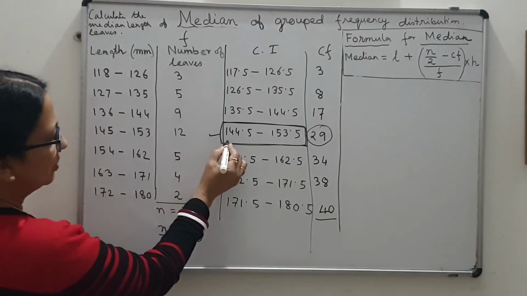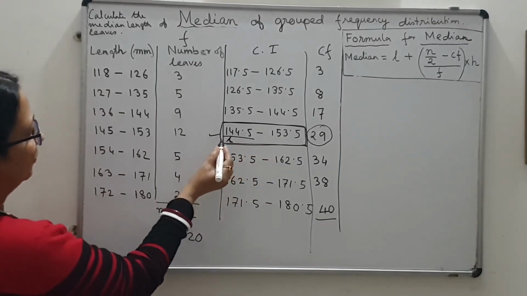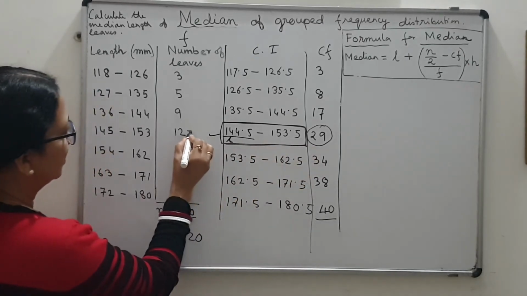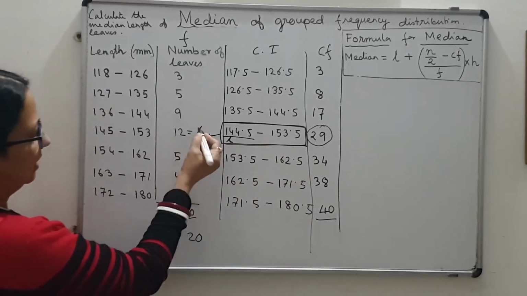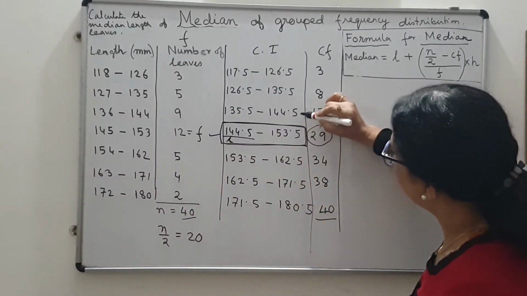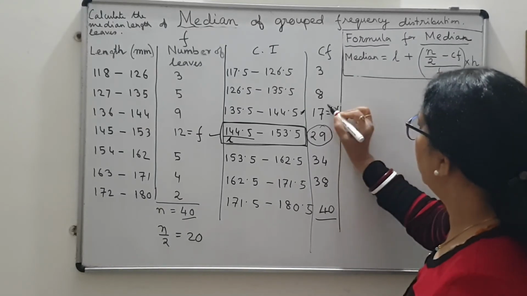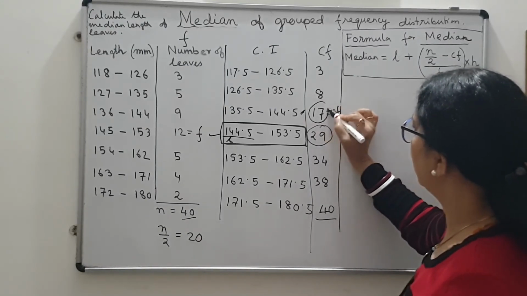So this 144.5 is your L. And the frequency of the median class, 12, is your F. And the cumulative frequency of the class preceding the median class is this 17, so this 17 will be CF. So we know the values.